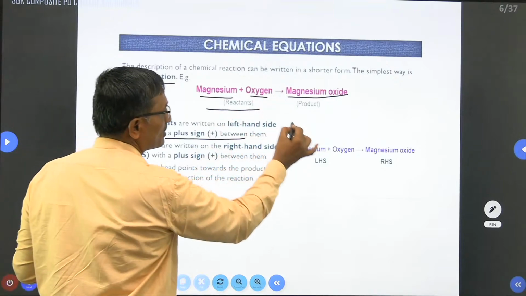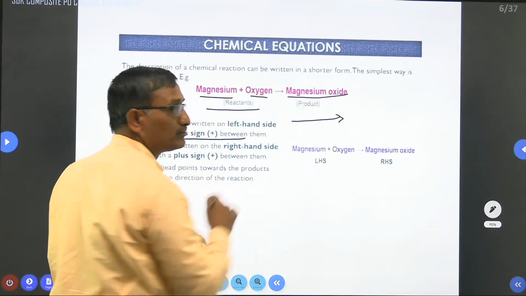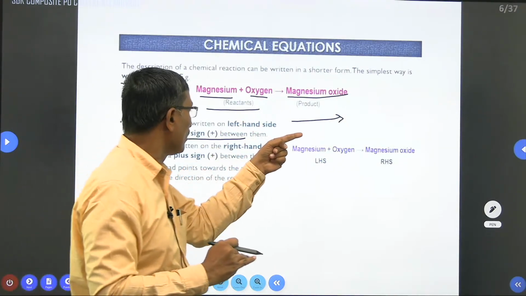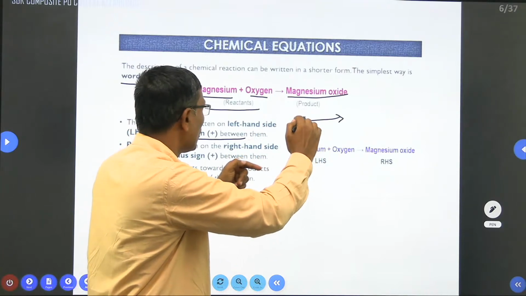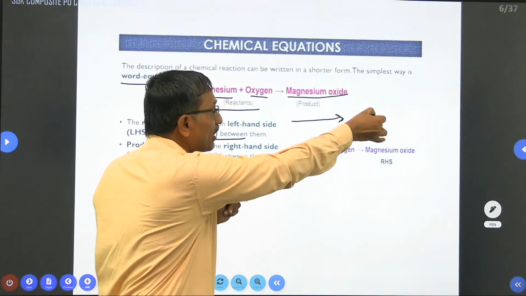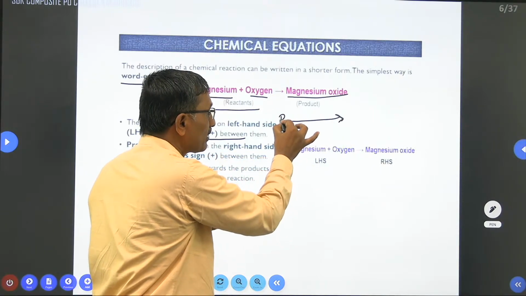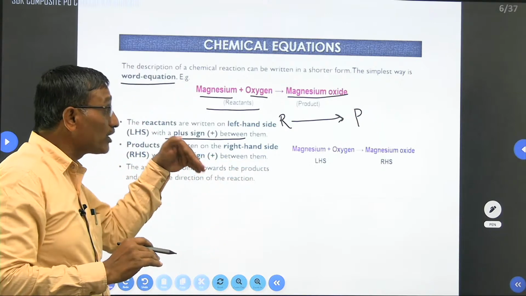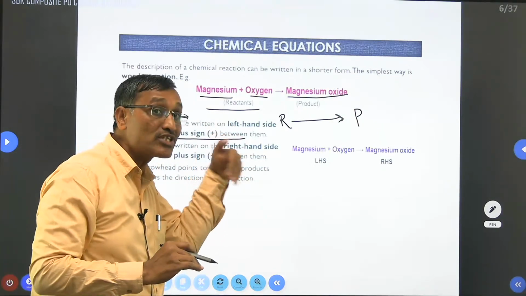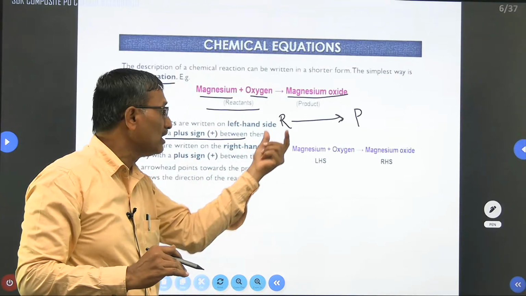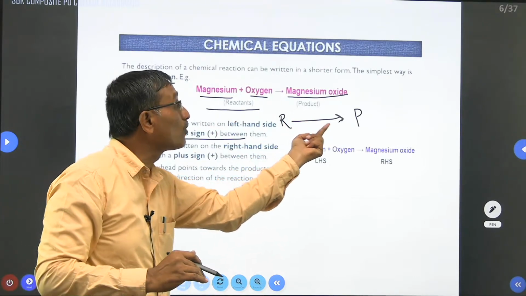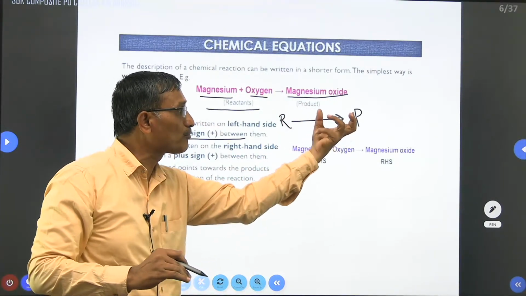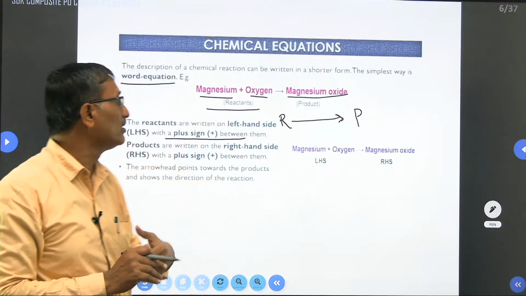The arrowhead, see this is important, what does it show? The arrowhead points towards the product. It means that reactants combine together to form a product. That one you have to see. So it shows the direction of the reaction, which side it is taking place. This arrowhead points towards the product formation side. The reactant gives rise to the product formation. That one you have to remember.